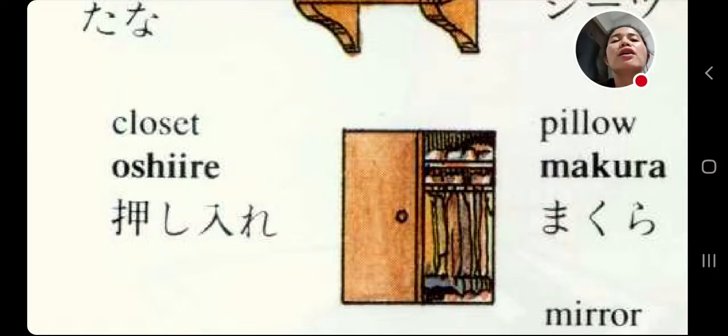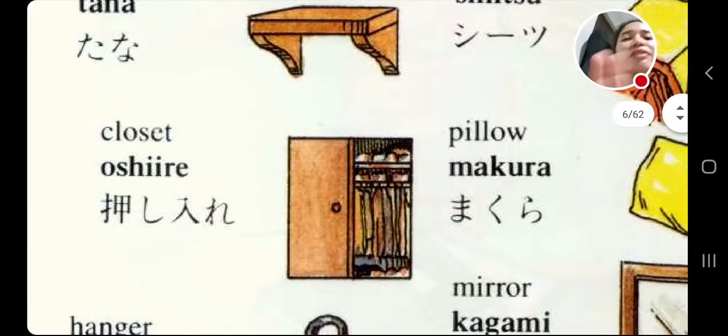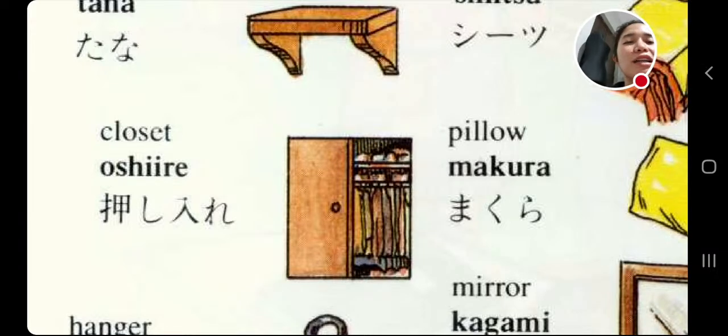So, closet. Oshiire. Kasi oshi, push, and then ireru is ipasok. Push, and then pasok mo. Aba, parang pag umiire na, push, di ba? Pag umiire ka na, push. So, maalala nyo yan. Push, oshiire. Sorry, that's in Tagalog words.